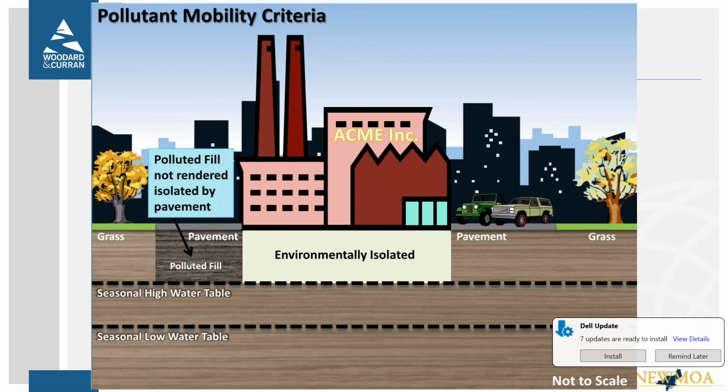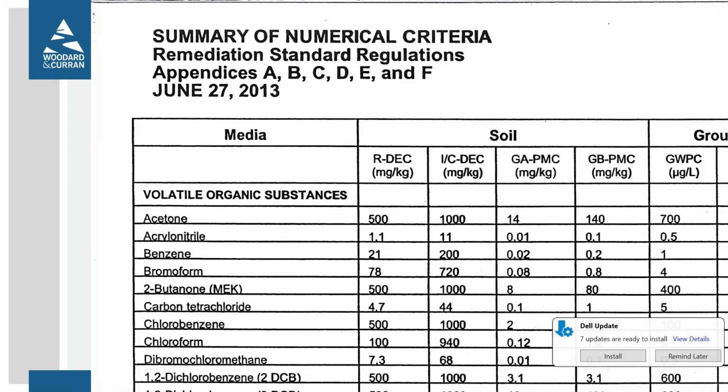This is a pathway elimination strategy, as we were talking about at the outset, or underneath an impervious cap and general control. And again, subject to an ELUR, an environmental land use restriction, and if it's an engineered control, ongoing inspection and maintenance. So these, just a snapshot of the tables, they're simpler. There's only residential and industrial commercial direct exposure and GA and GB PMC. And there was talk about maybe doing more categories, say recreational in between residential and industrial commercial, but that has not come to fruition as of this point.